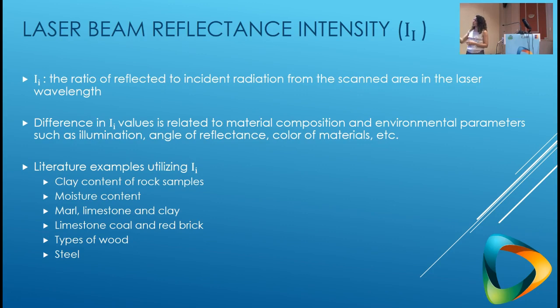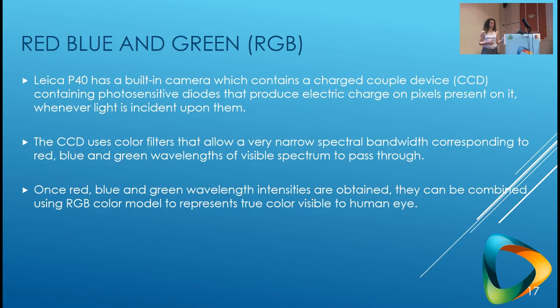These are some examples in the literature. They looked into identifying materials with I, so clay contents of rock samples, moisture contents, types of wood, etc., can actually be identified by using reflectance intensity. We also use red, blue, and green values.